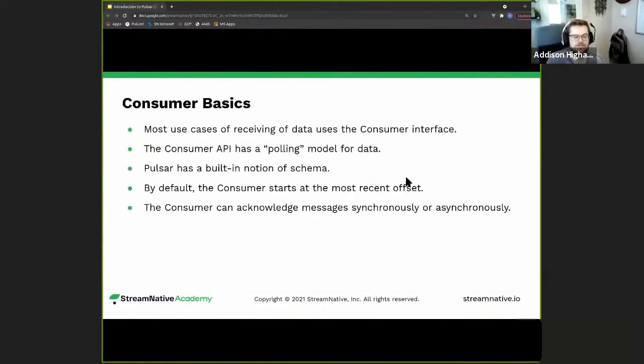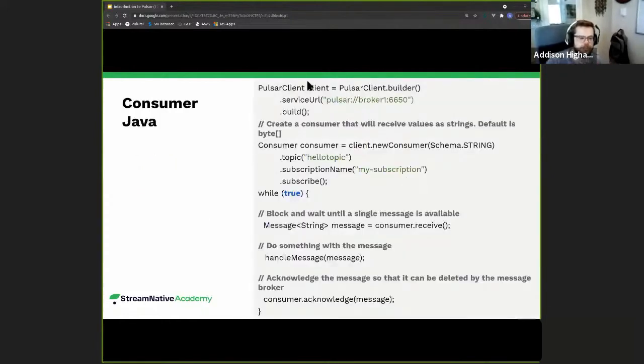Likewise, the consumer API is the main mechanism you're going to use for receiving data. It has a polling model, but there's actually a lot of prefetch and other things happening internally in Pulsar to make that very fast. Once again, it's aware of the schema. And by default, it's going to start at the most recent data arriving. As we look at this, it's very similar. We use that same Pulsar client object to create a client instance. We create a consumer. Once again, this is schema aware. Here we're just using string, but it can be more complex.